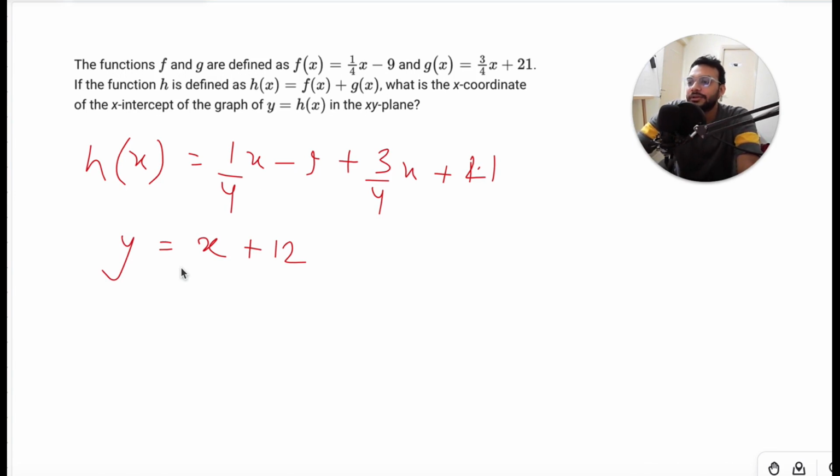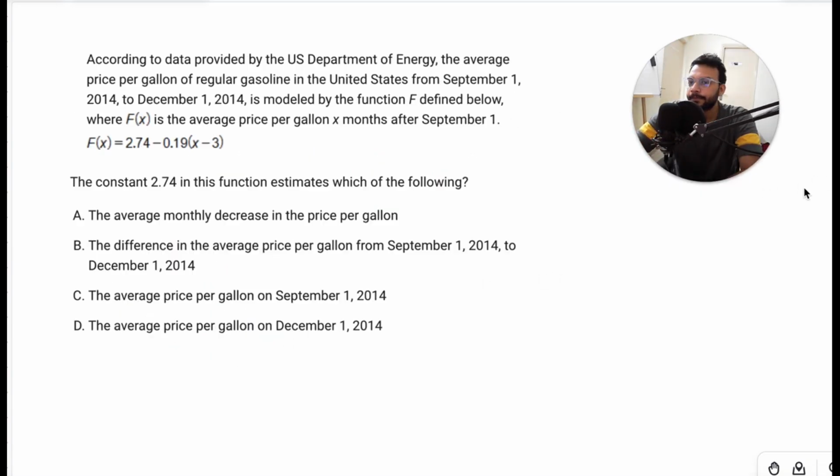This is the function h of x. What is the x coordinate of the x-intercept? So they're basically asking the x-intercept. For x-intercept, you put y is equal to 0. If I put y is equal to 0, x is equal to negative 12. That's the x-intercept. X coordinate of the x-intercept. That's x equal to negative 12. Okay, so that's the answer. Let's go ahead to the next one.